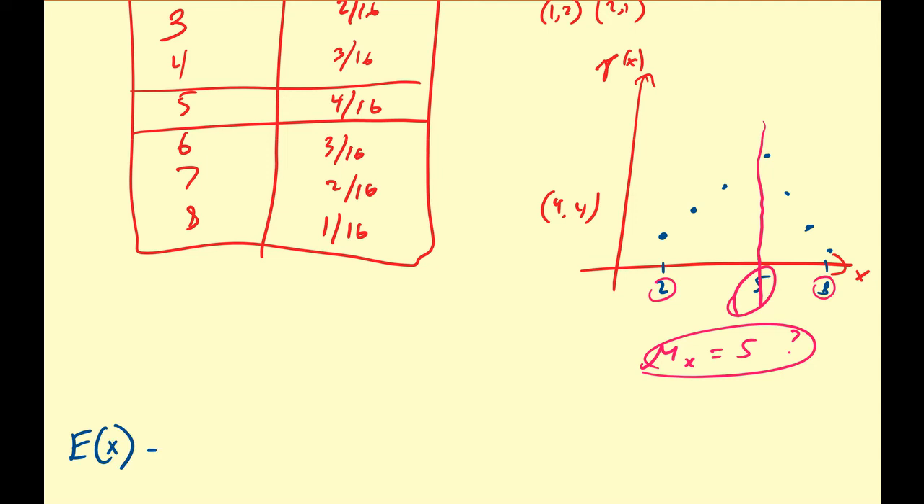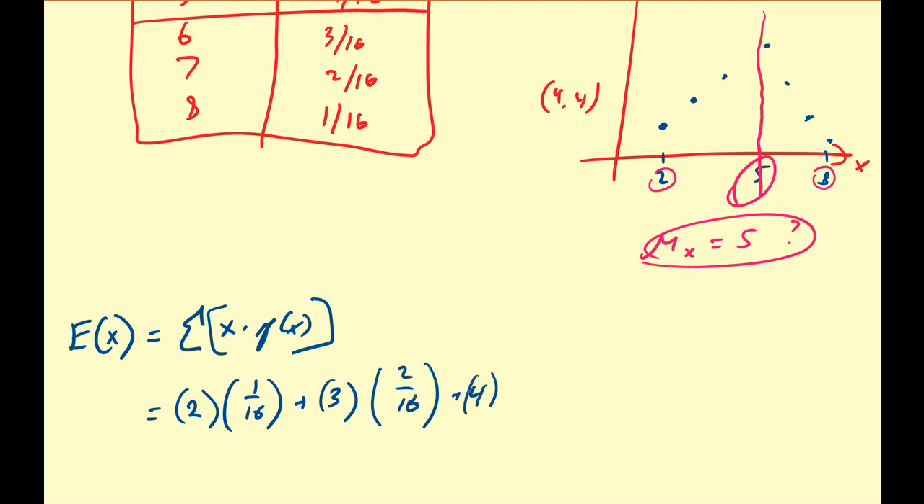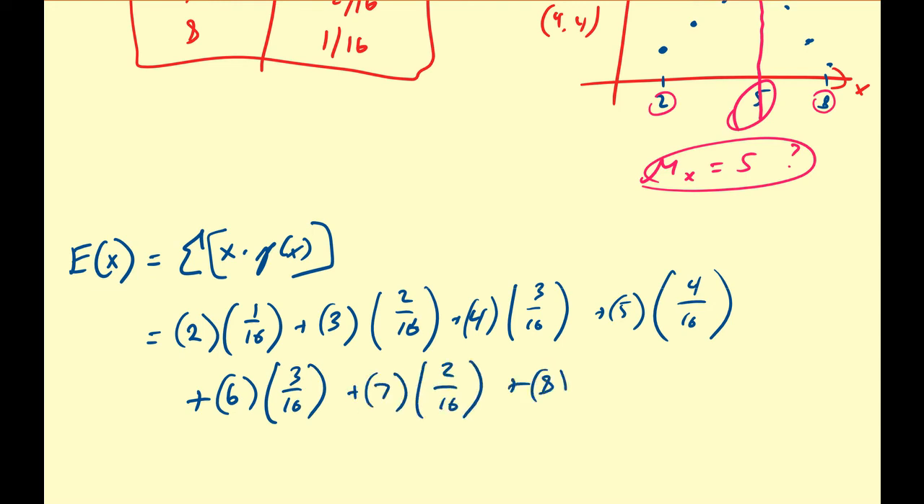So again, the expected value of x is going to be equal to the sum of x times their corresponding probability values. So this is going to be equal to 2 times this probability, 1 over 16, plus 3 times this probability, 2 over 16, plus 4 times this probability, 3 over 16, plus 5 times this probability of 4 over 16, plus 6 times this probability of 3/16, plus 7 times this probability of 2 over 16, and finally 8 times this probability of 1 over 16.